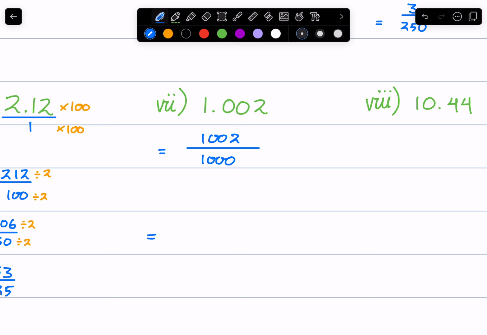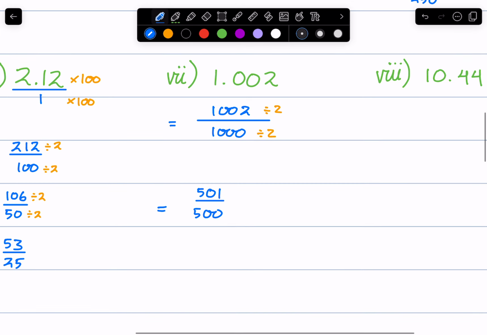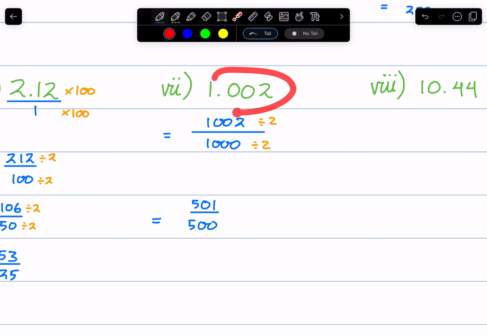This number, I can see we can divide both of them by 2. We can halve both. This becomes, well, half of 1,000 is 500, and half of 2 is 1. So it becomes 501, and 1,000 divided by 2 is just 500. And that right there is the fully simplified fraction of this decimal. All right, let's keep moving here.